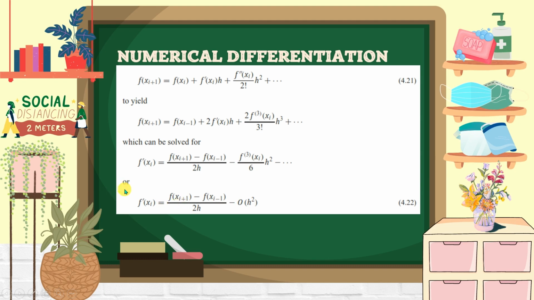Or it can be presented by equation 4.22: the first derivative f'(x_i) equals f(x_{i+1}) minus f(x_{i-1}) all over 2h minus O(h squared).